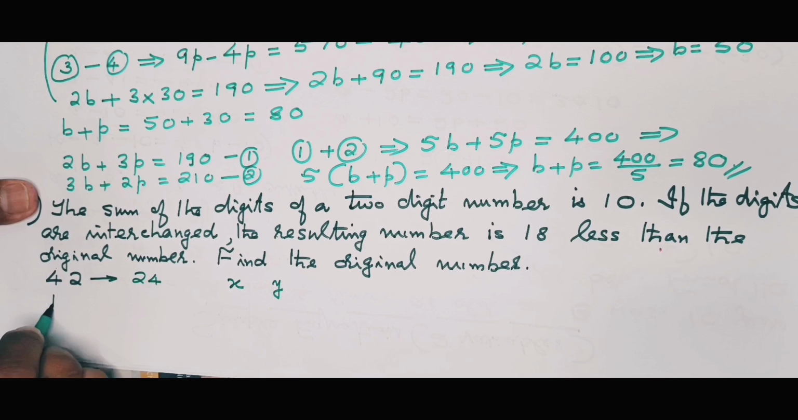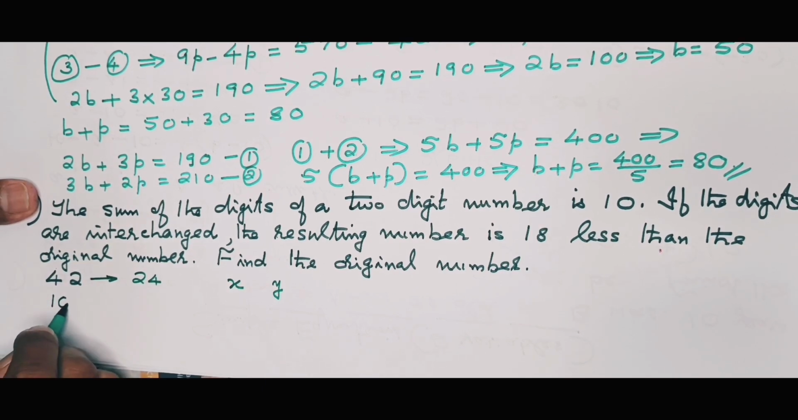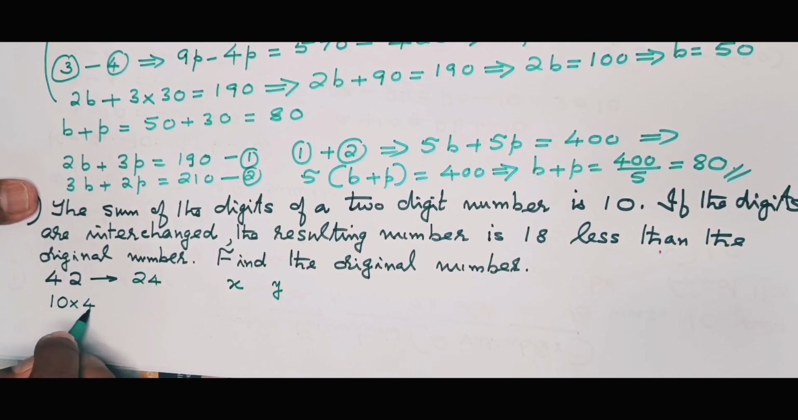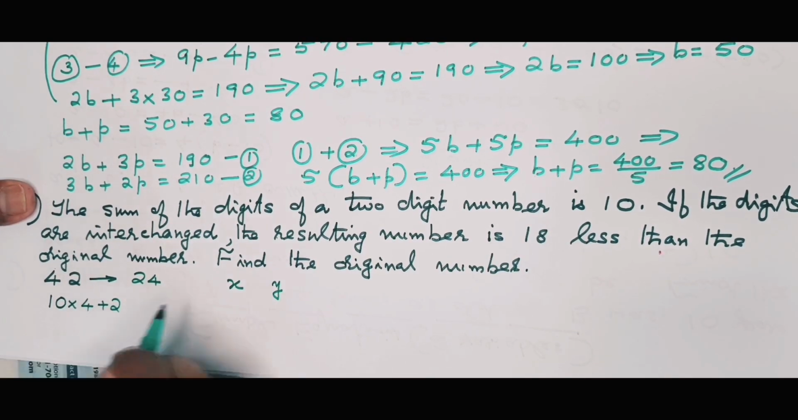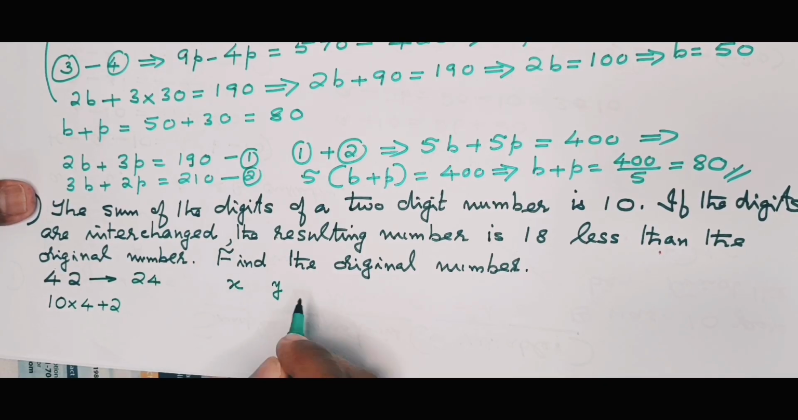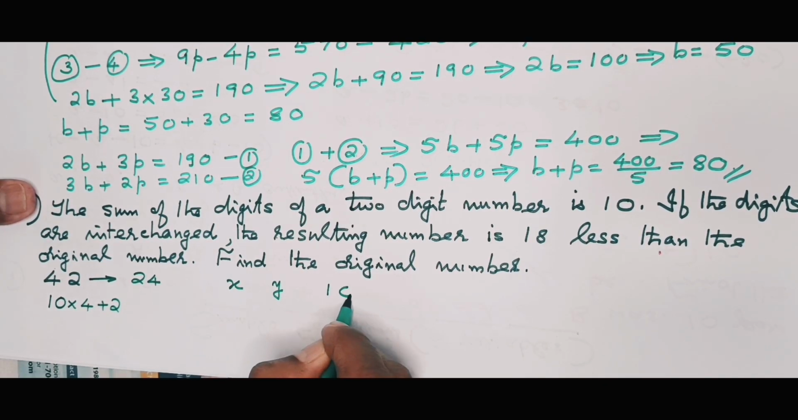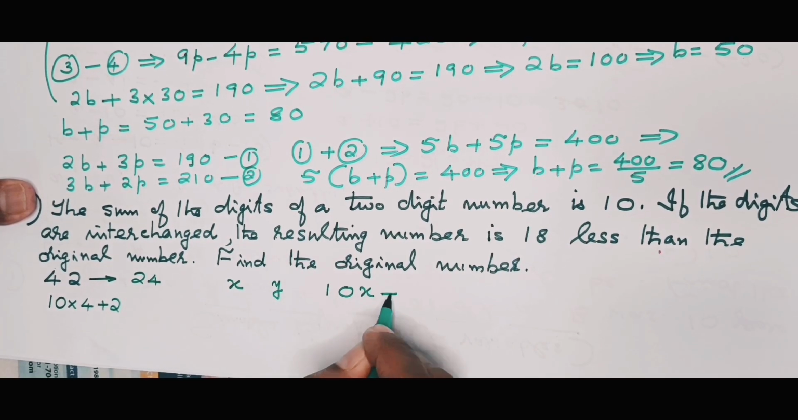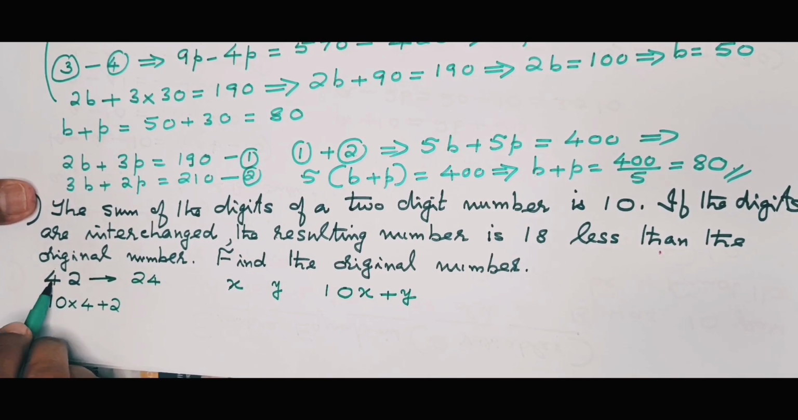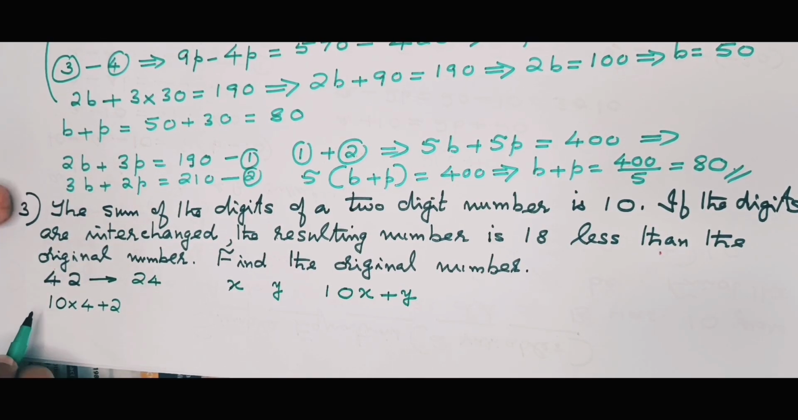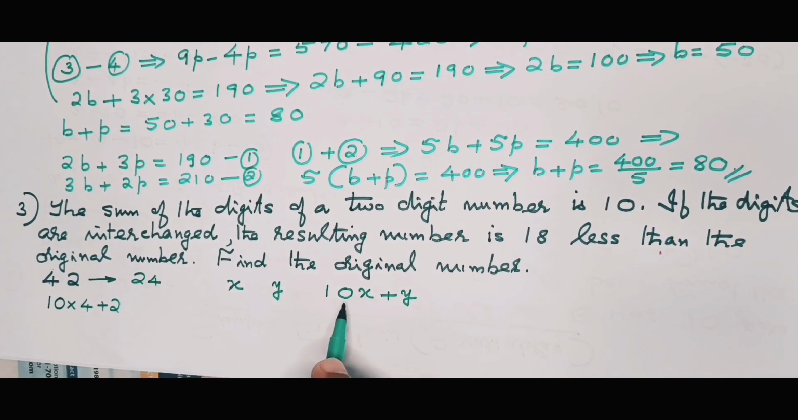So, look at this number 42. There is a way to represent any two-digit number. That is like this: 10 multiplied by 4 plus 2. This is the expanded form of a two-digit number. In the same way, if the digits are x and y, the number will be 10x plus y. Any two-digit number is expressible in this form. We got an algebraic expression, 10x plus y, as the number.